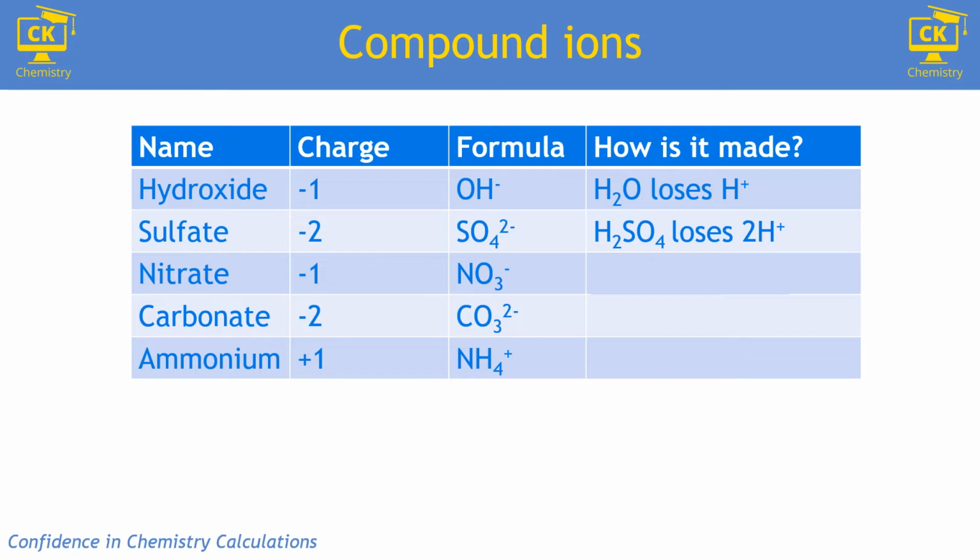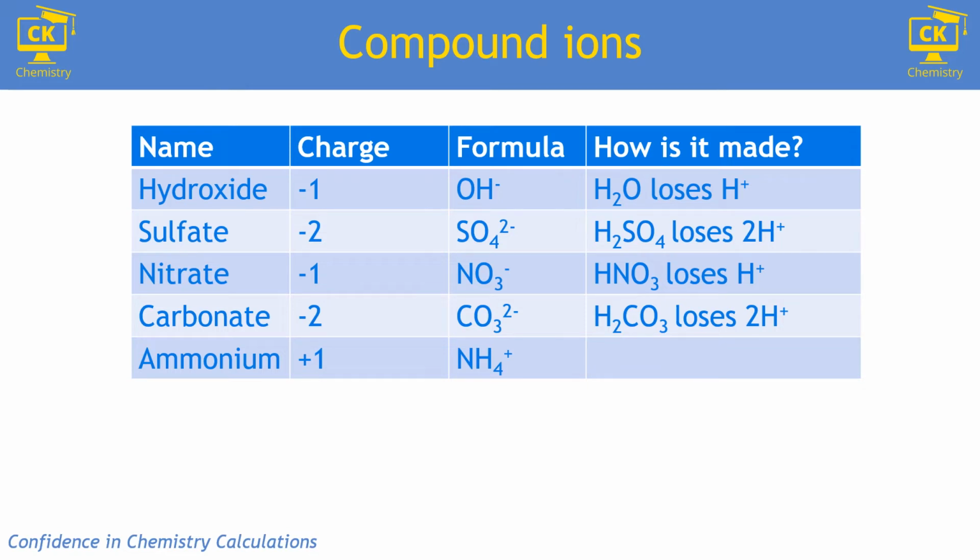SO4 2-, the sulfate ion, comes from sulfuric acid, and sulfuric acid loses both hydrogen ions when it reacts. It has two of them. Nitrate ion comes from nitric acid. Carbonate ion comes from carbonic acid. And so all of those are negative ions that are formed from molecules losing H+.